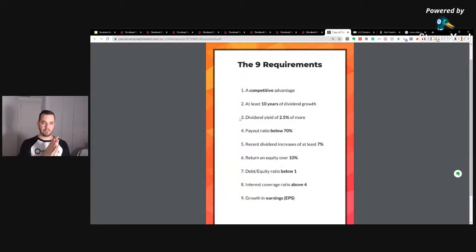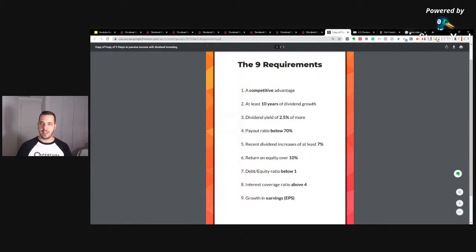Requirement number 3 is a dividend yield of 2.5% or more, okay? Why 2.5%? Why not 4? Why not 1? In my opinion, as an investor, 2.5% is not super high, but if it's coupled with some pretty good dividend growth, it's definitely enough current income, all right? Let me give you an example, okay?